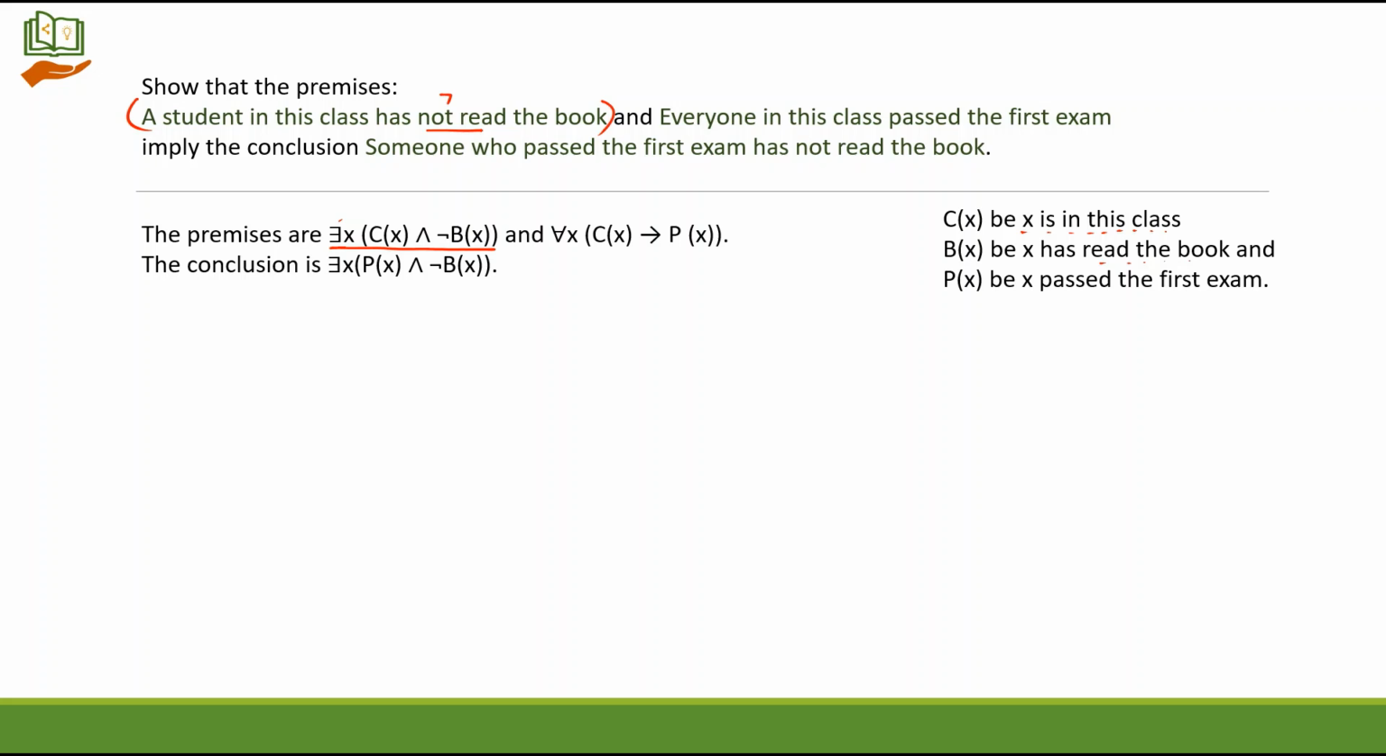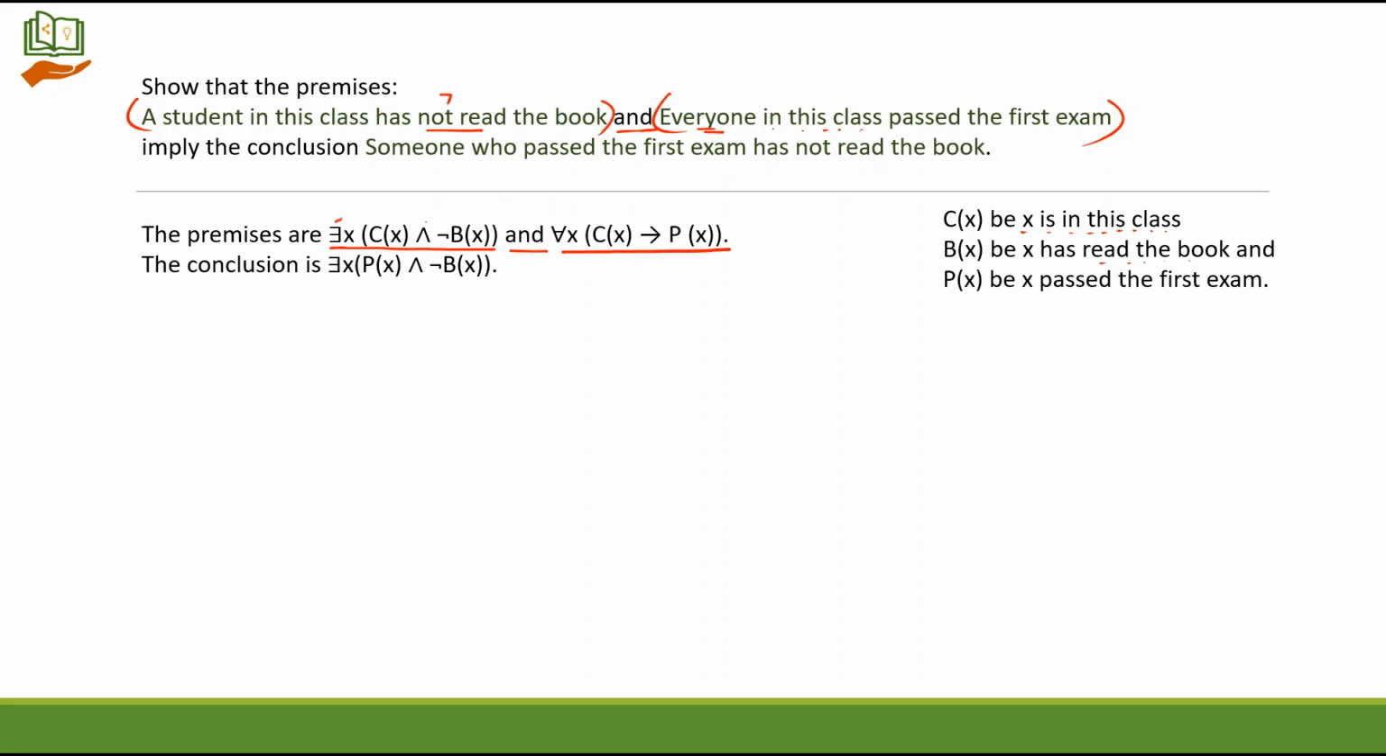When I explained nested quantifiers and predicate logic, I already told you that when you have existential quantification, you can use conjunction. When you have universal quantification, you have to use implication. Everyone in this class. So in this class, we have C of x, has passed the first exam is P of x. So we are using C of x implies P of x. And since it is everyone, this particular statement is covered with the universal quantifier and this is the complete expression.